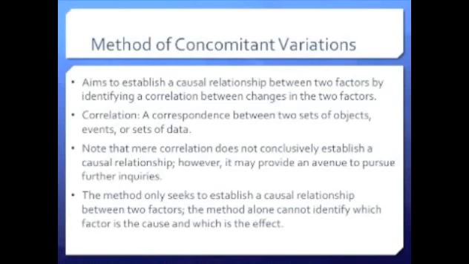Finally, this method only seeks to establish a causal relationship between two factors. The method alone cannot identify which factor is the cause and which is the effect, although sometimes we may be able to do so by considering the temporal sequence of the events being correlated or background information. If one of the events being correlated always occurs before the other event, then it may be inferred that the prior event is the cause of the later event.